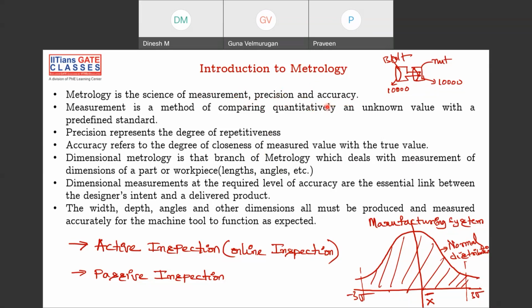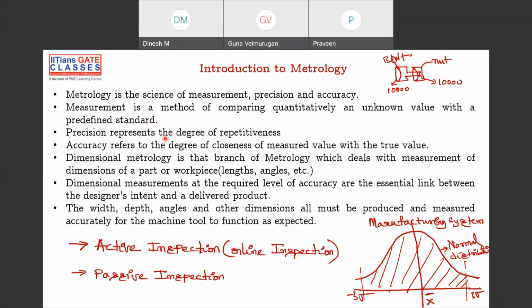Okay. So measurement is the method of comparing quantitatively an unknown value with a predefined standard. Standard is very important. What are the standards that you are going to use? Are you going to measure it in centimeters? The systems are different. The SI units you can use. All these are different unit systems. You can use whatever you want. If you want to measure weight in terms of kg, okay. If you want to measure weight in terms of pounds, it's okay. Based on your preferences, you can use certain standards for that.